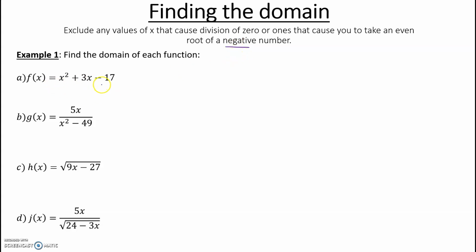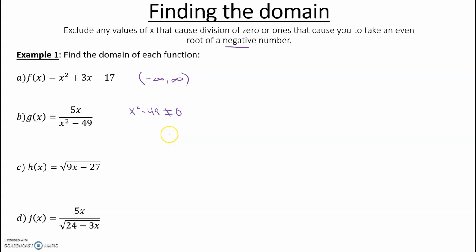So here I don't see any of those. So my domain is going to be all real numbers, right? Negative infinity to positive infinity. There's no restrictions here. Here we see that denominator, right? Remember, your denominator cannot equal 0. So x squared minus 49 cannot equal 0.